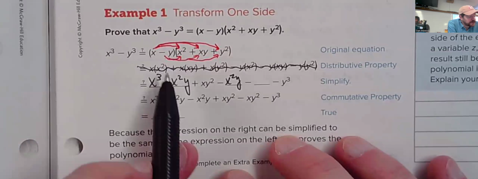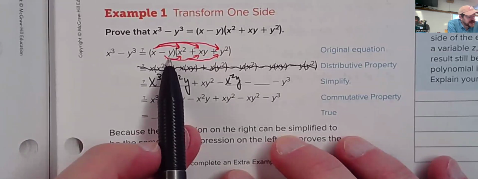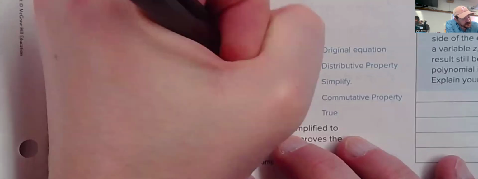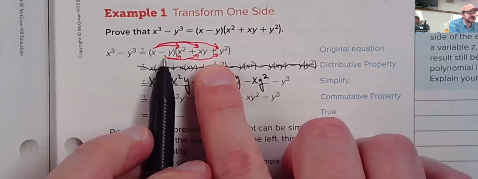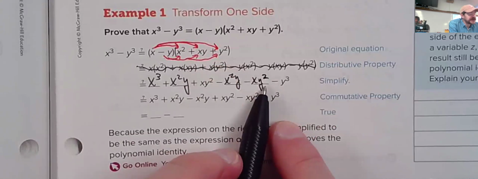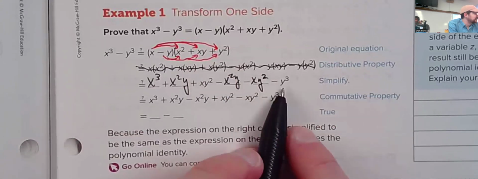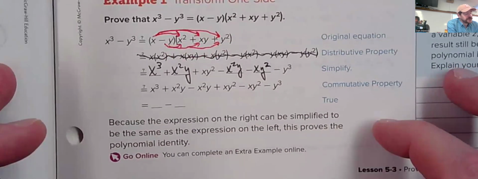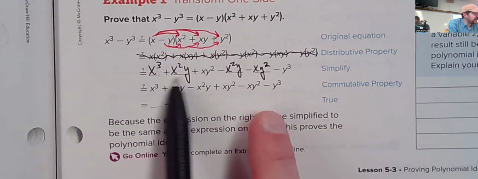And then negative y times xy would be negative xy squared, because there's two y's multiplying together, so y squared. And then negative y times y squared would be negative y cubed. So you could just finish the problem after this.